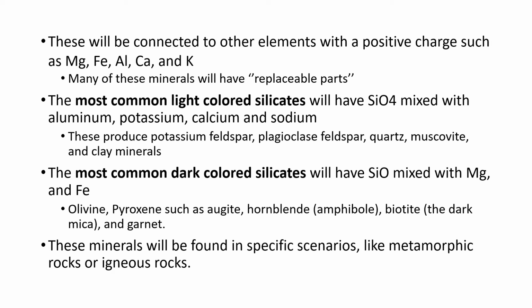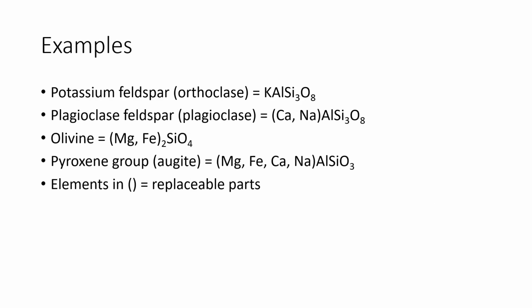The most common light-colored minerals will have SiO4 mixed with aluminum, potassium, calcium, and sodium, and they'll produce potassium feldspar, plagioclase feldspar, quartz, muscovite, and clay minerals. The most common dark-colored silicates will have SiO4 mixed with magnesium and iron, such as olivine, pyroxene, hornblende, biotite, and garnet. These will be found in specific scenarios like metamorphic rocks or igneous rocks, which both have to do with volcanic origins. So the elements in parentheses here are what we know as the replaceable parts in these minerals.